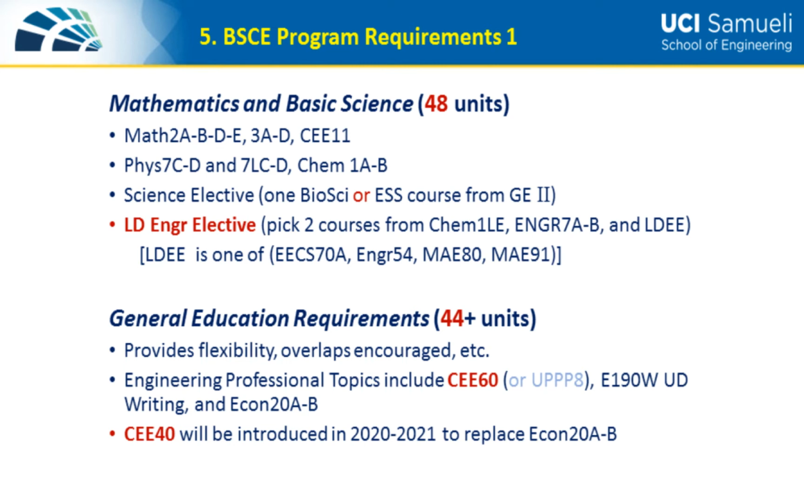Our program also requires 2 courses in physics with labs and 2 courses in chemistry, as well as a science elective from another area of science. We also require 2 additional lower division science or engineering science electives from the list of options shown on the slide. All undergraduate majors at UC Irvine must complete a general education requirement.